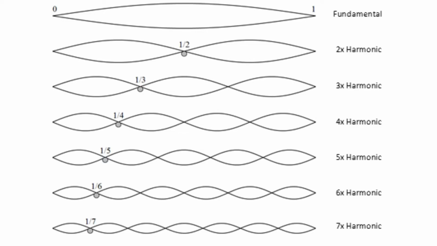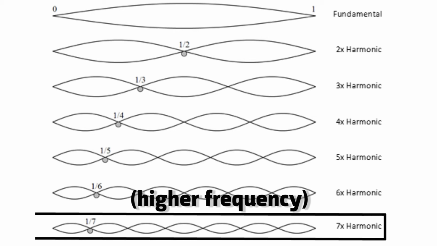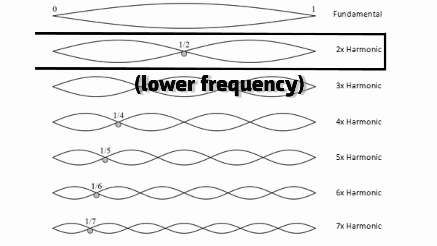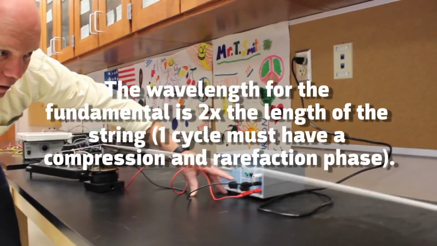So a mode that divides the string into 7 equal-sized parts will produce a higher frequency than a mode that divides the string into 2 equal-sized parts. The fundamental frequency is also considered a harmonic since it can be multiplied by itself. The wavelength for the fundamental frequency is twice the length of the string, since the string must have a compression and rarefaction phase to complete one cycle. So the harmonic series would appear in this order as divisibles of the fundamental frequency.